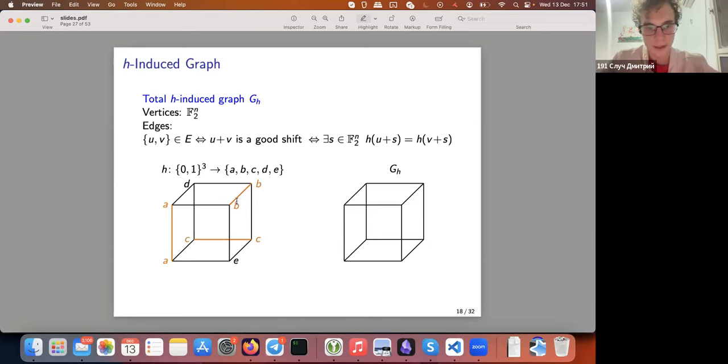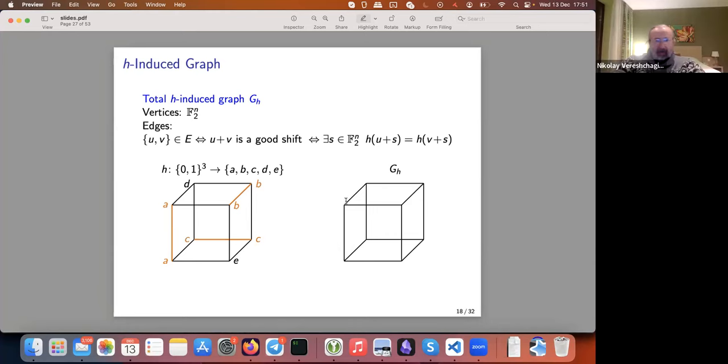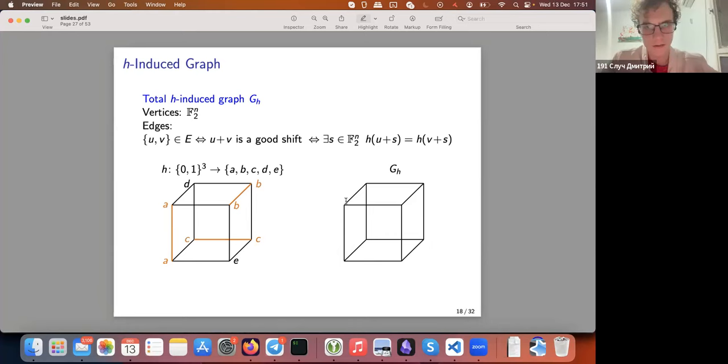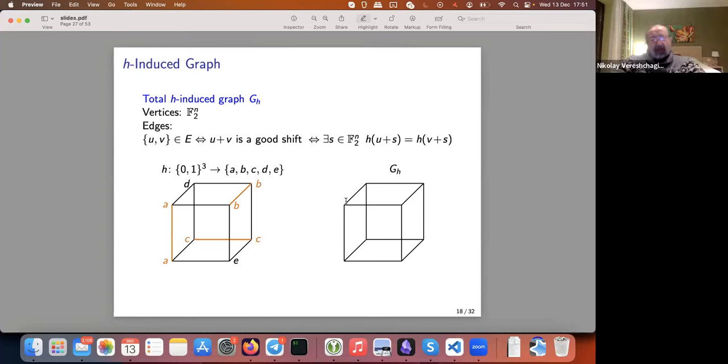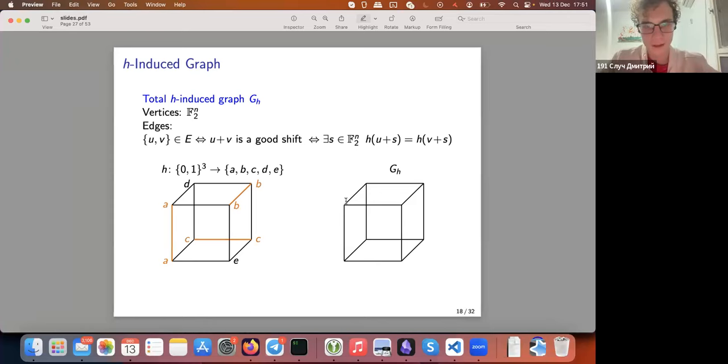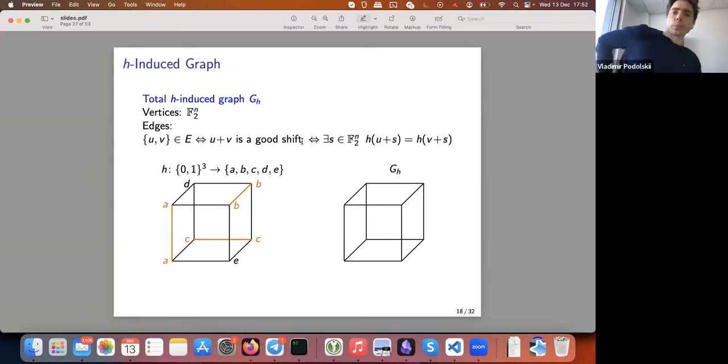And there are 3 good shifts, but they generate all the edges of the cube. Because what do we allow with these 2 shifts? To add them? What it allows to... I mean, in which sense they generate all the edges of the Boolean cube? You can say it in the following way.